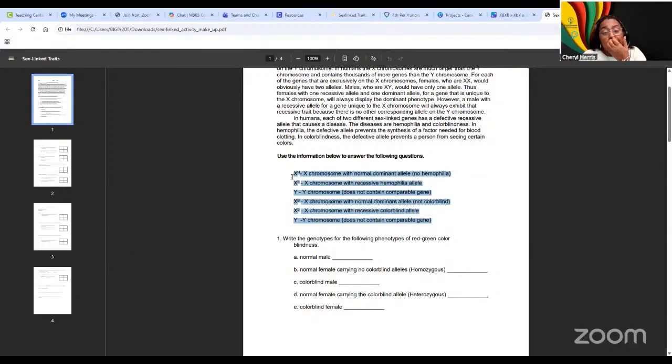Okay. And you need two alleles like everything else, one from each parent, except this time you get one X from mom, you get the other X from dad. So if you get an X from mom and an X from dad, you're a girl. If you get an X from mom and a Y from dad, you're a guy.